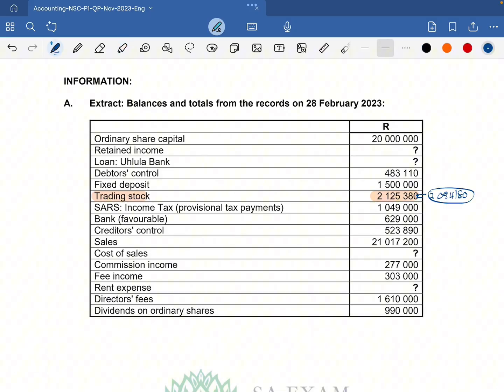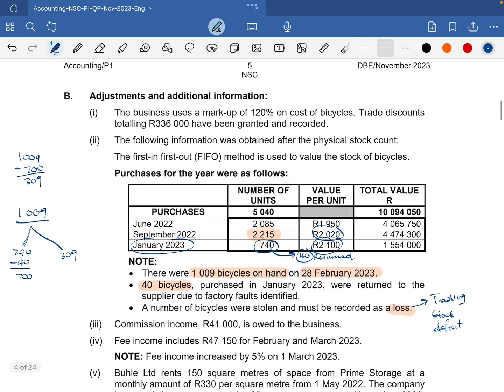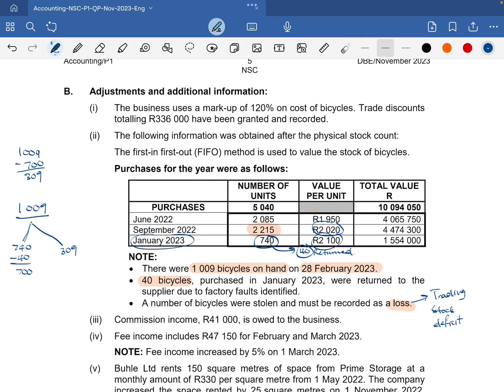And then when we look at our cost of sales here, we have a question mark. So let's look at the information that we were given on information B, Roman figure 1. It says the business uses a markup of 120% on cost. That's a huge markup. So we know that our cost is 100%, and then our selling price is 100 plus the 120%, which is 220%. Okay, so that's what's important there.